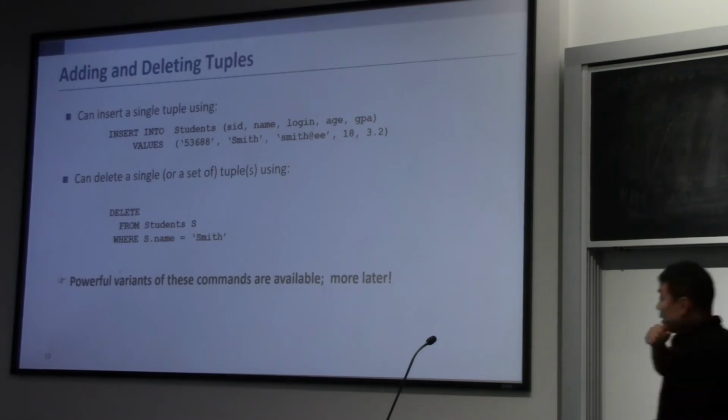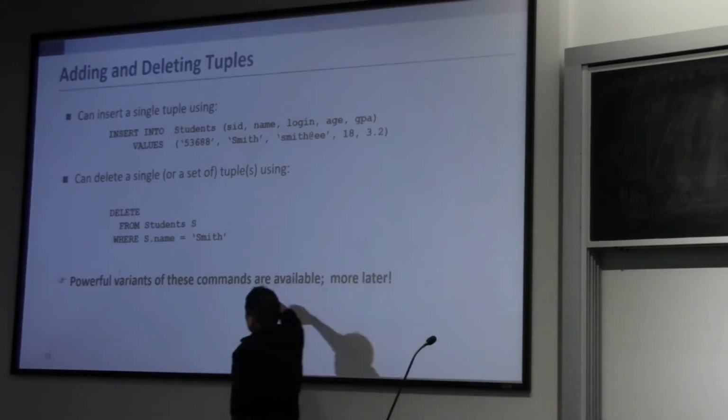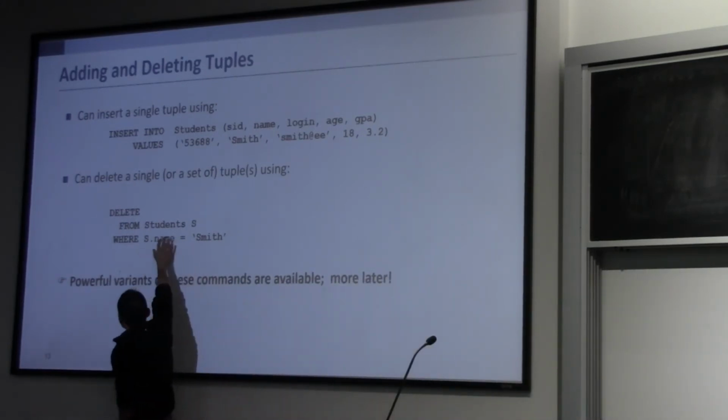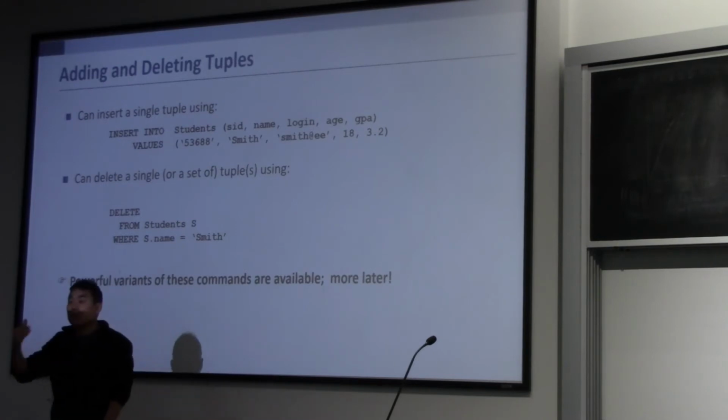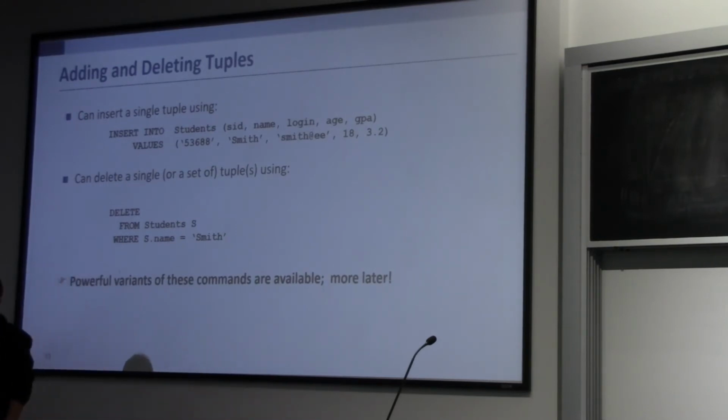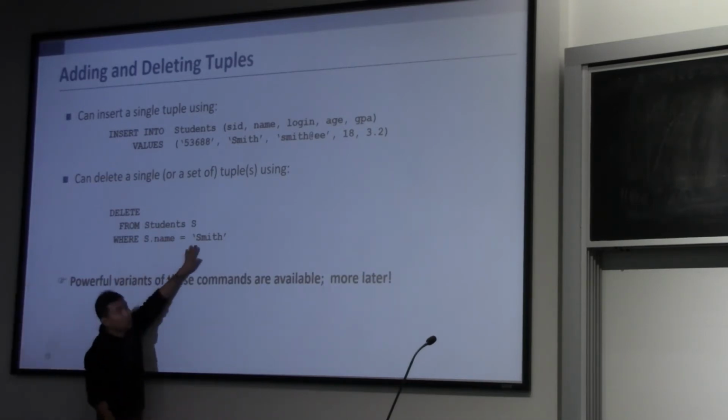And you can also delete an existing record by using this simple structure called delete from, which specifies which table is to be affected, and where specifies the condition for the deletion. And the condition is expressed using a regular Boolean expression. In this case, name equal to Smith.